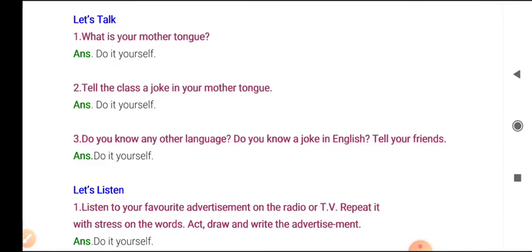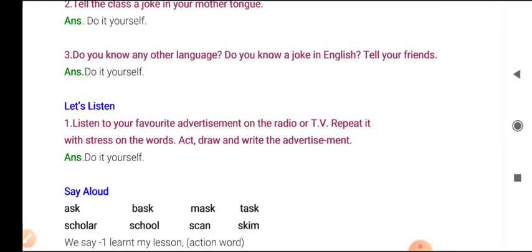Tell the class a joke in your mother tongue. You can try this. Tell a joke to your friends in your mother tongue. Do you know any other language? Do you know a joke in English? Tell your friends. So this is a practical exercise. You have to try this. It will be fun.